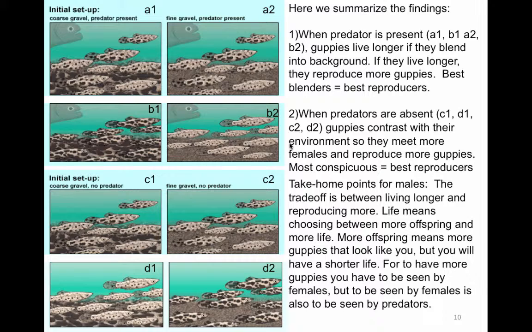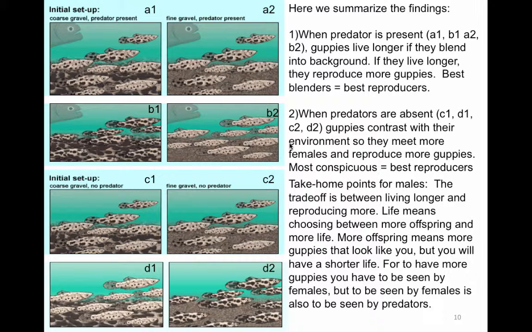In the second set of diagrams, C1, C2, D1, and D2, guppies contrast with their environment, so they meet more females and reproduce more guppies. Most conspicuous equals best reproducers.